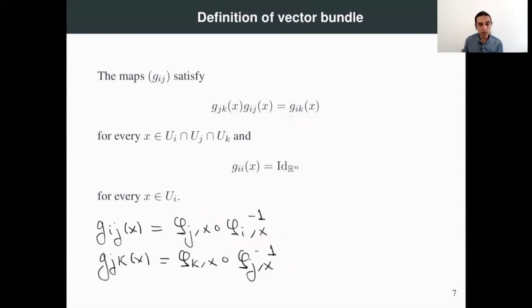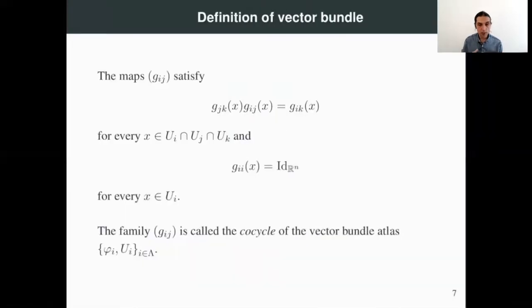So we have that. Obviously, if we consider the transition function from a vector bundle chart to itself, what we get is the identity, because here we get the inverse of phi ix composed with phi ix. So we have these two equations, this one for every x in Ui, and this other one for every x in the intersection of Ui, Uj, and Uk, three domains of definition of local charts of M. And so, because this family of maps satisfies these two conditions, we say that it is a cocycle of the vector bundle atlas. Indeed, these conditions define a cocycle. I don't want to get into more details, but it is called a cocycle exactly because these two conditions are satisfied.